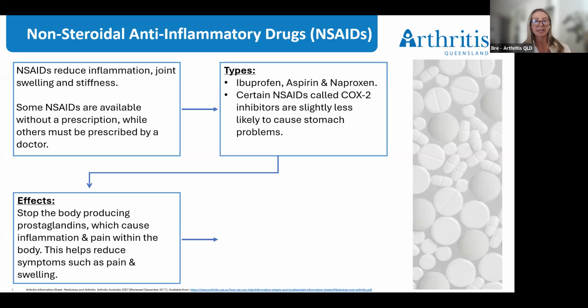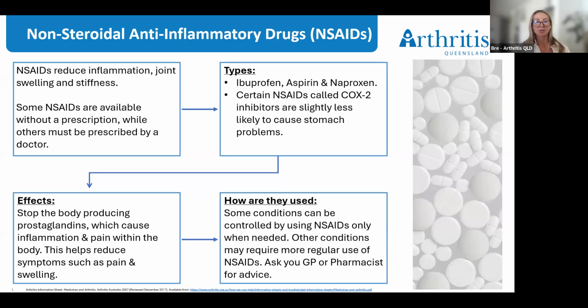So the effects of NSAIDs: they stop the body producing prostaglandins that cause inflammation and pain within the body. This helps reduce symptoms such as the pain and swelling that's often associated with arthritis. And it's really important to note that NSAIDs don't cure your arthritis or have a long-term effect on it.